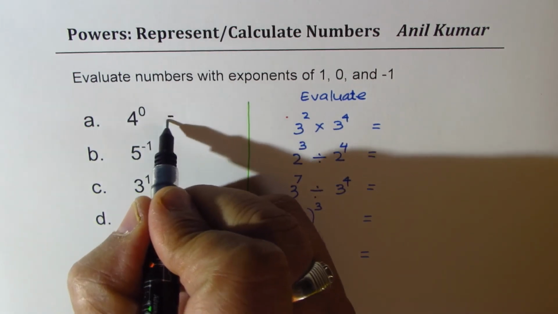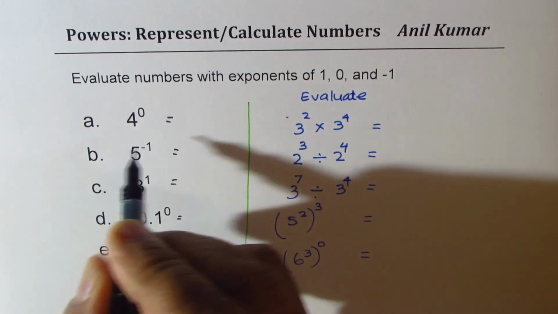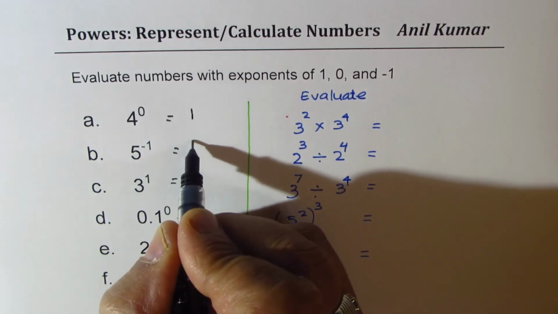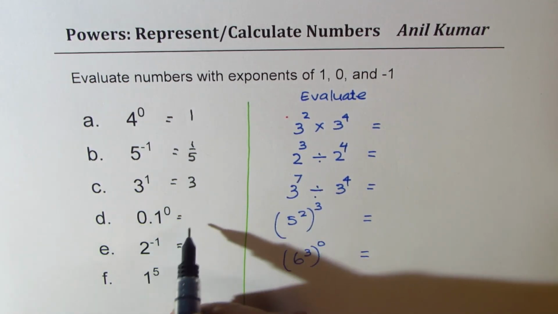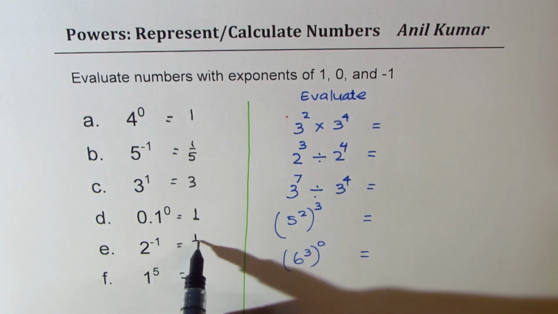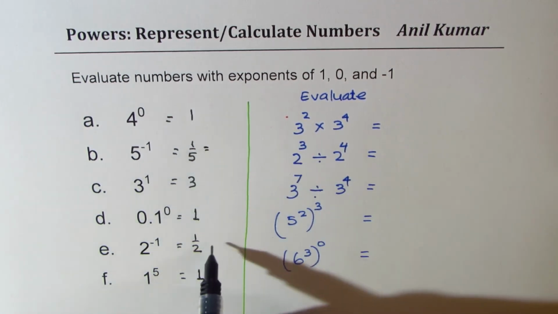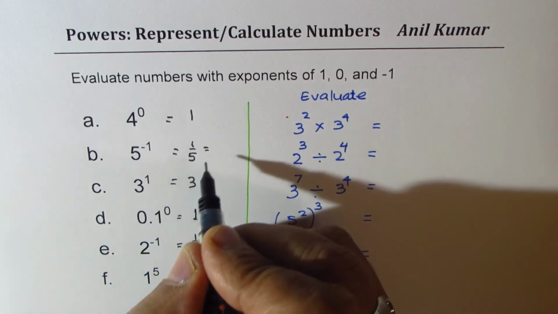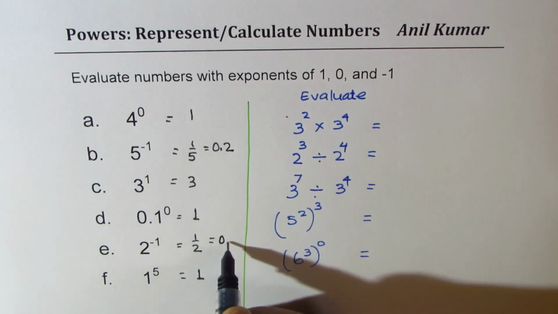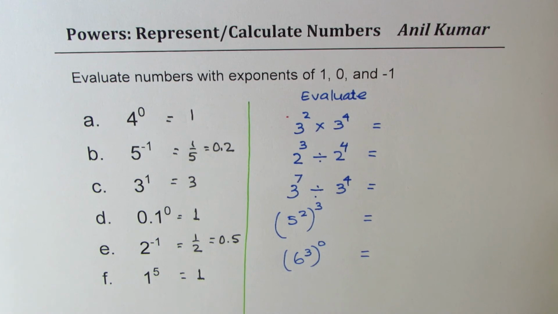Here are the solutions. Anything to the power of 0 is just 1. This is 1 over 5 and this is 3. The number itself. Anything to the power of 0 is 1. This is 1 over 2. And 1 to the power of anything is always 1. You could write in decimal numbers if you want to, but it is not necessary. Correct? So that is your choice. You could write this as 0.2. This is 0.5. Which is greater? That is a very important question for you, right?